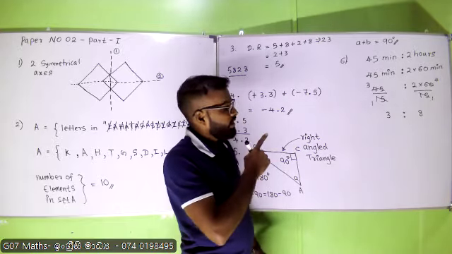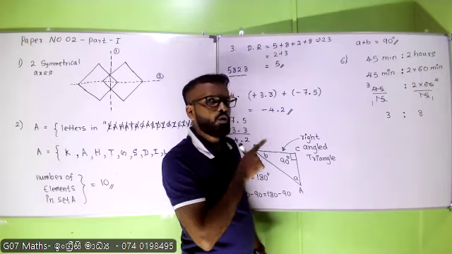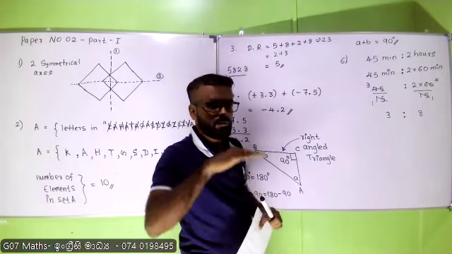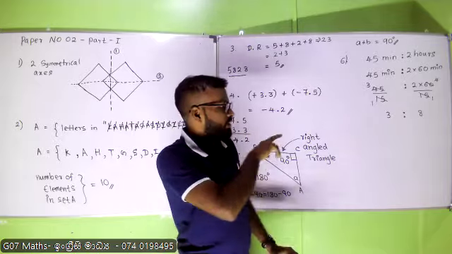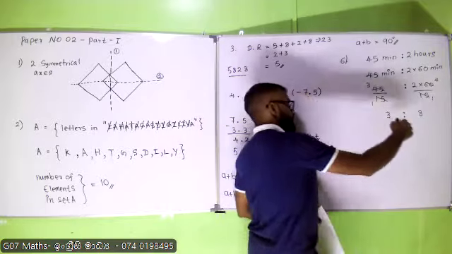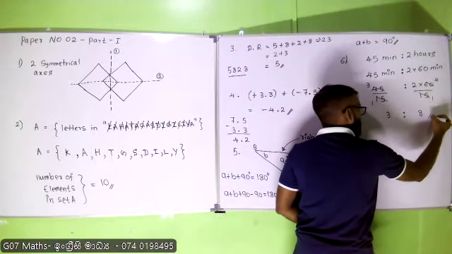Why is that? Can you find any common factor for 3 and 8? Can you divide it furthermore? 3 and 8? No. That should be the answer. Simplest form is this.